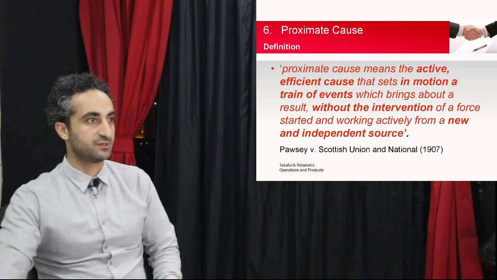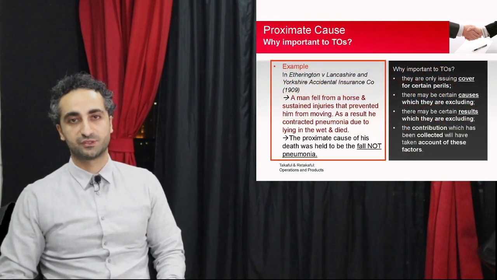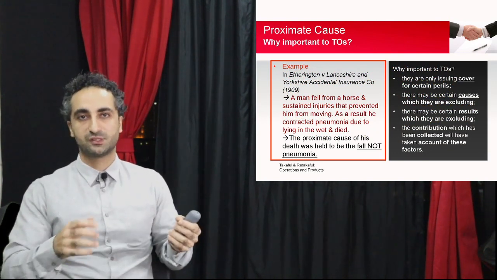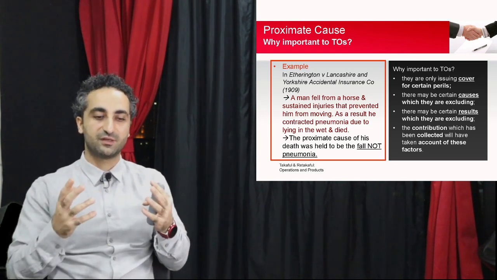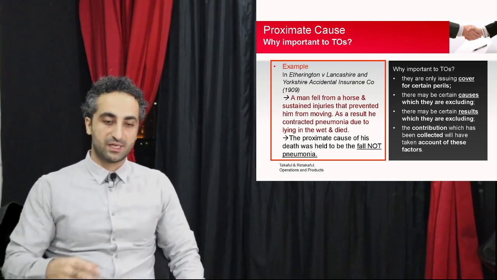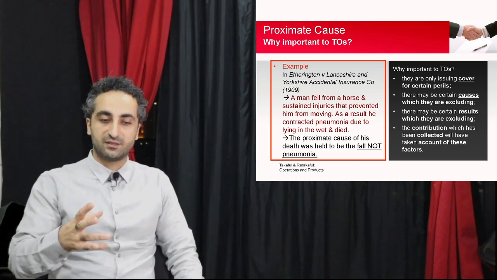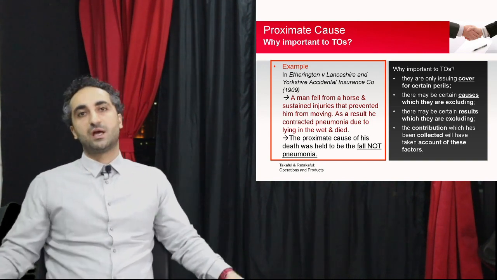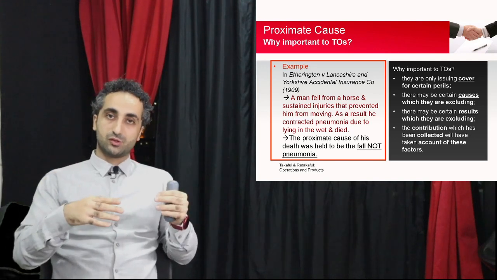Let's take a look at this example. A man fell from a horse and sustained injuries. So someone was riding a horse, then fell from the horse and sustained injuries that prevented him from moving. So he's paralyzed, cannot move anymore. As a result of being paralyzed, he contracted an illness called pneumonia, due to lying in the bed and not being able to move, and died because of this illness.